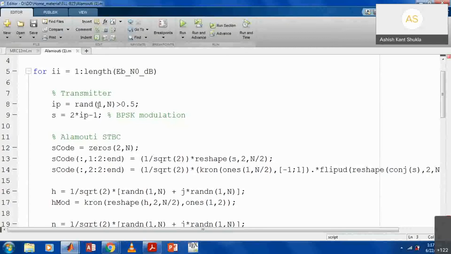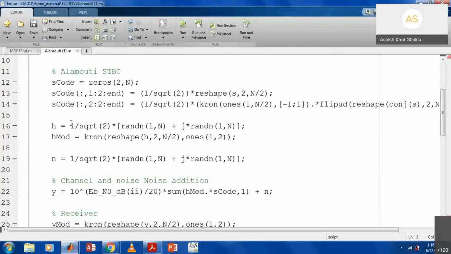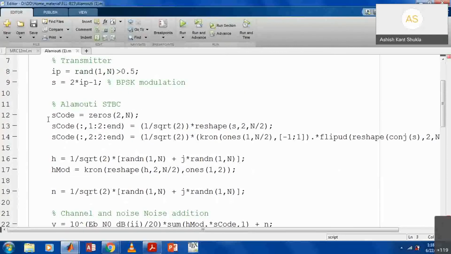We are just generating a BPSK modulation. Here we are using only BPSK modulation. You can use any standard modulation like QPSK or QAM. You just have to see how they are generated, and you can use them. Then from line number 11 to line number 14, we are generating an Alamouti STBC.